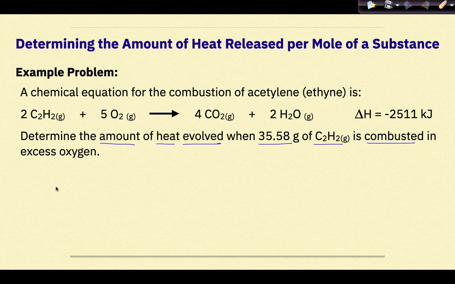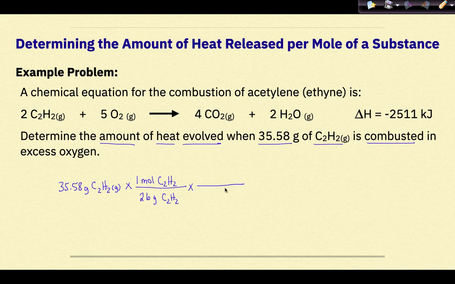So I'm going to start with my given, which is 35.58 grams of C2H2 gas. Multiplication sign and a line. And of course, you all know that I'm going to convert this into moles. So 1 mole of C2H2, and the gram formula mass of C2H2 is 26 grams of C2H2. And from here, I'm now going to go look at my balanced equation.